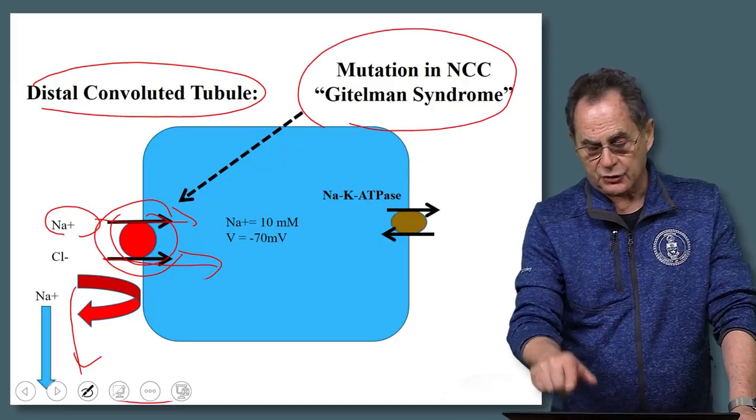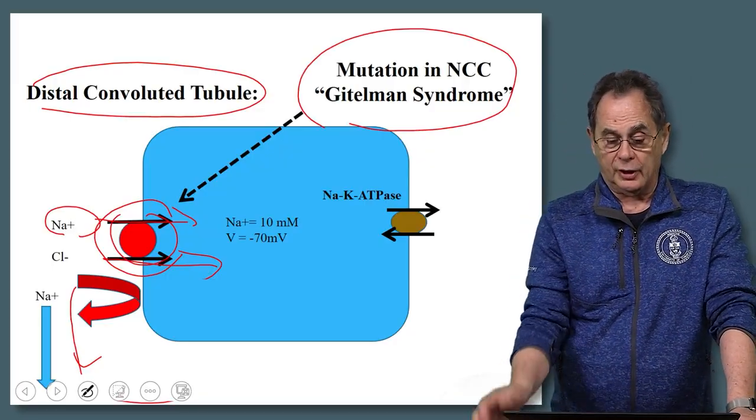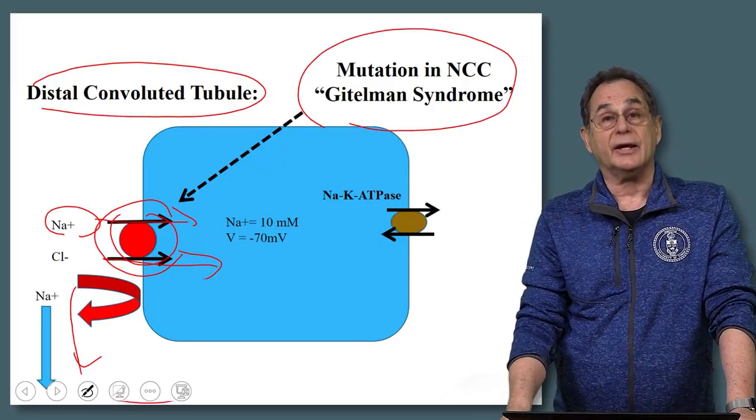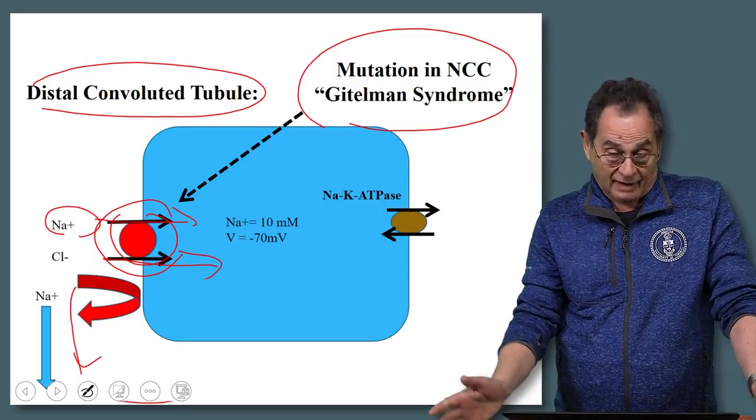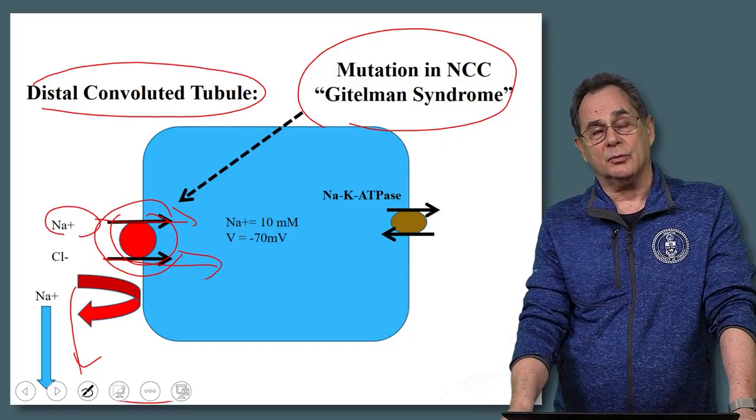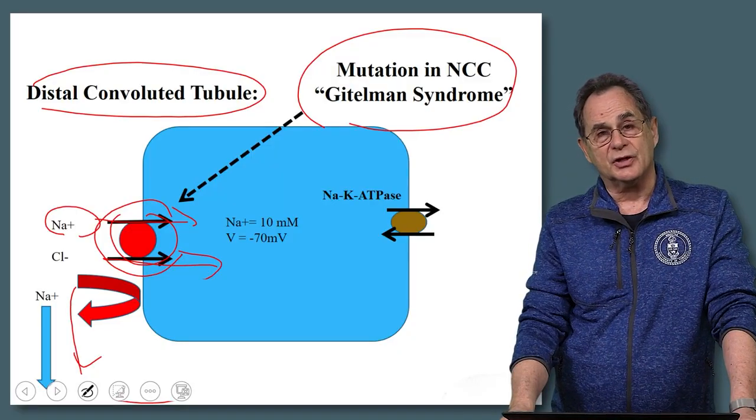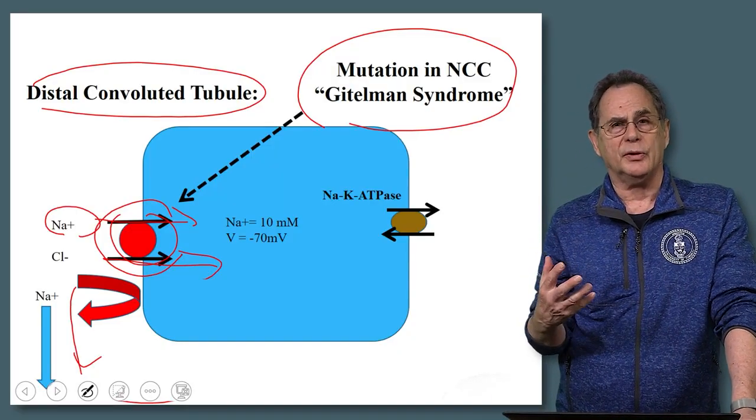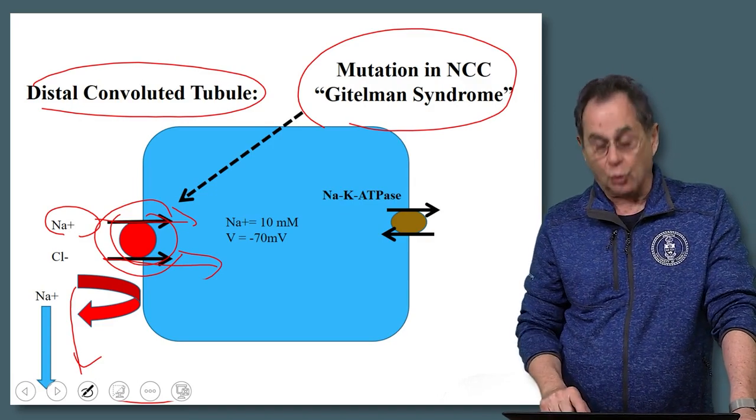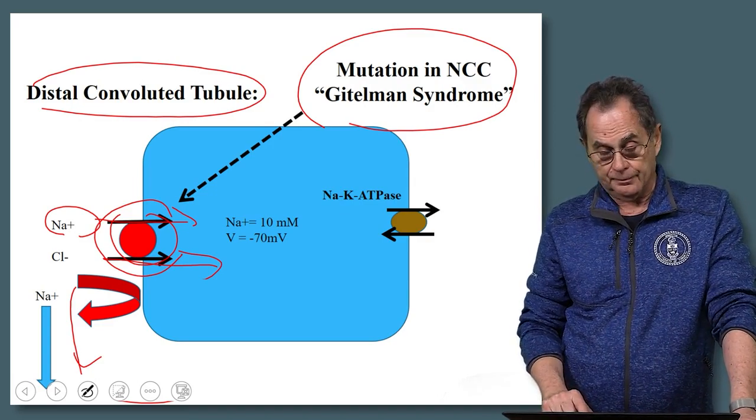This mutation in the sodium chloride cotransporter is actually called Gitelman syndrome. And I have actually a patient in my practice with Gitelman syndrome, and we're constantly trying to replace their potassium so that they maintain normal potassium balance and don't get symptomatic.